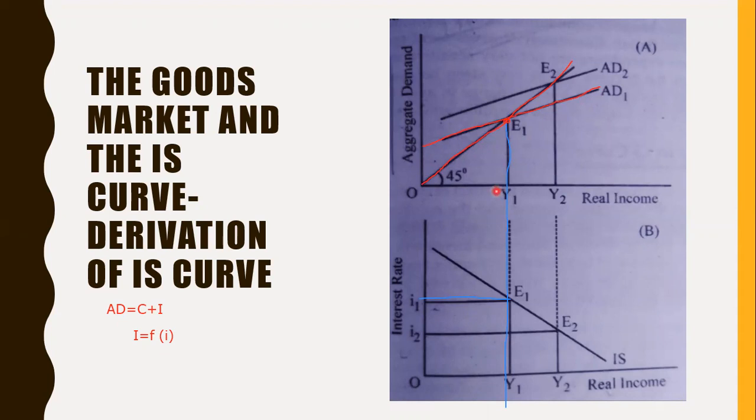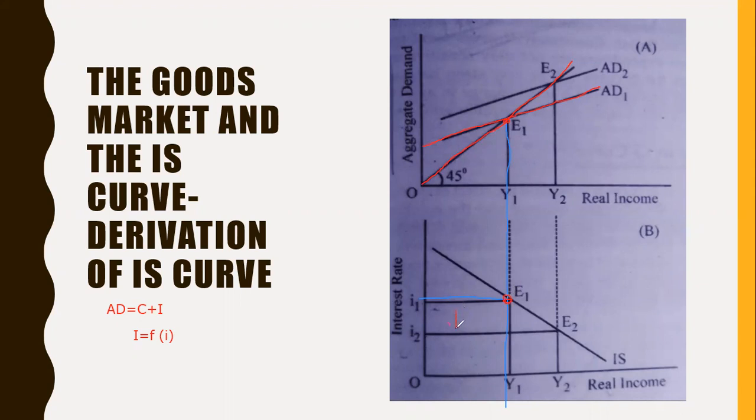How do we have to start with the diagram? We have to assume I1 is the interest rate. At I1 interest, the aggregate demand curve is AD1, which is intersecting with the 45-degree line. So we get equilibrium point E1, and accordingly we arrive at income Y1. Now, when I1 is the interest rate and Y1 is income, accordingly we get a common point E1. We mark it here.